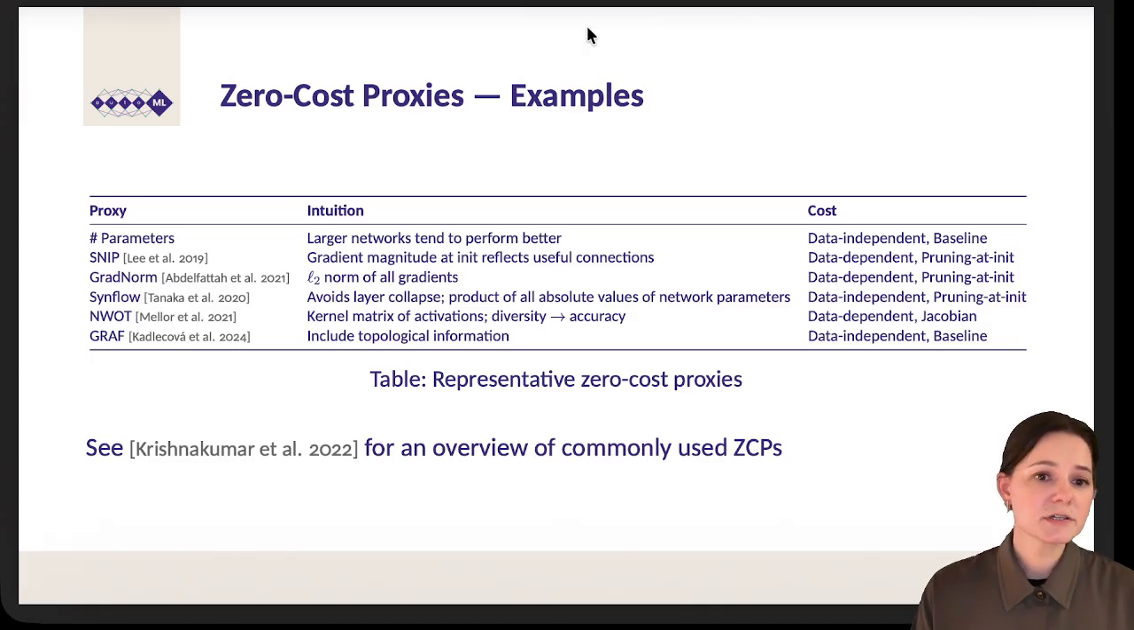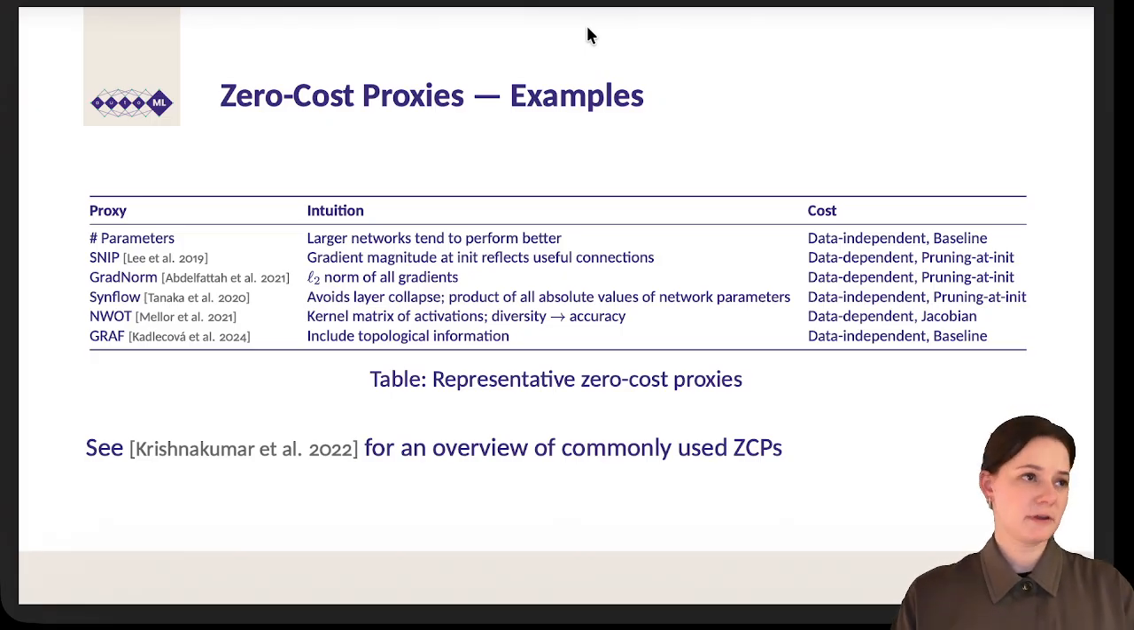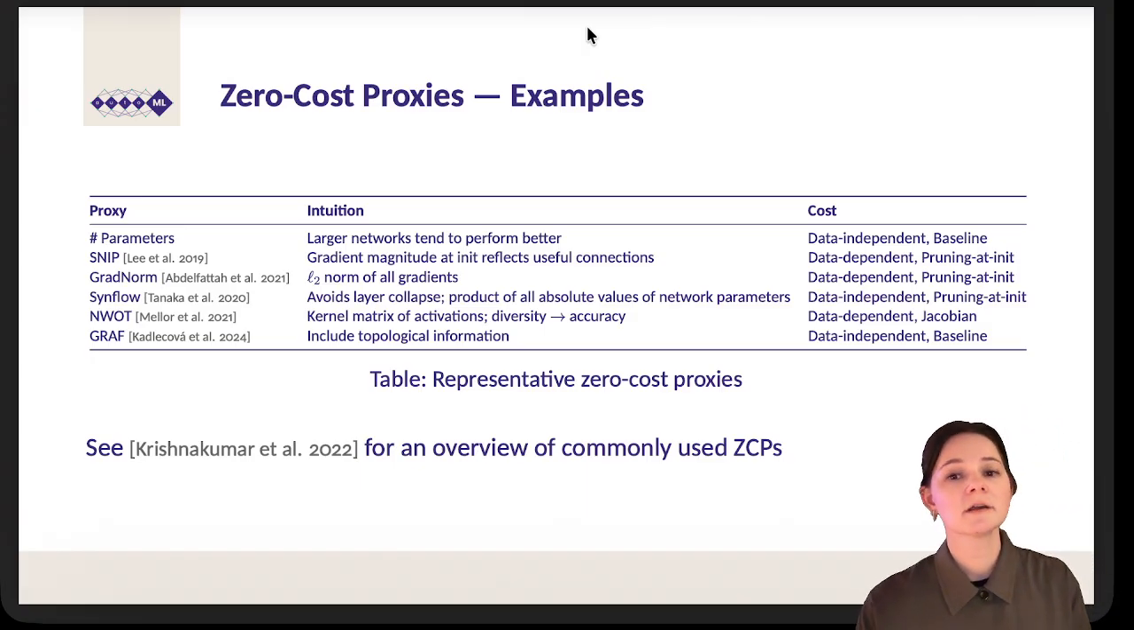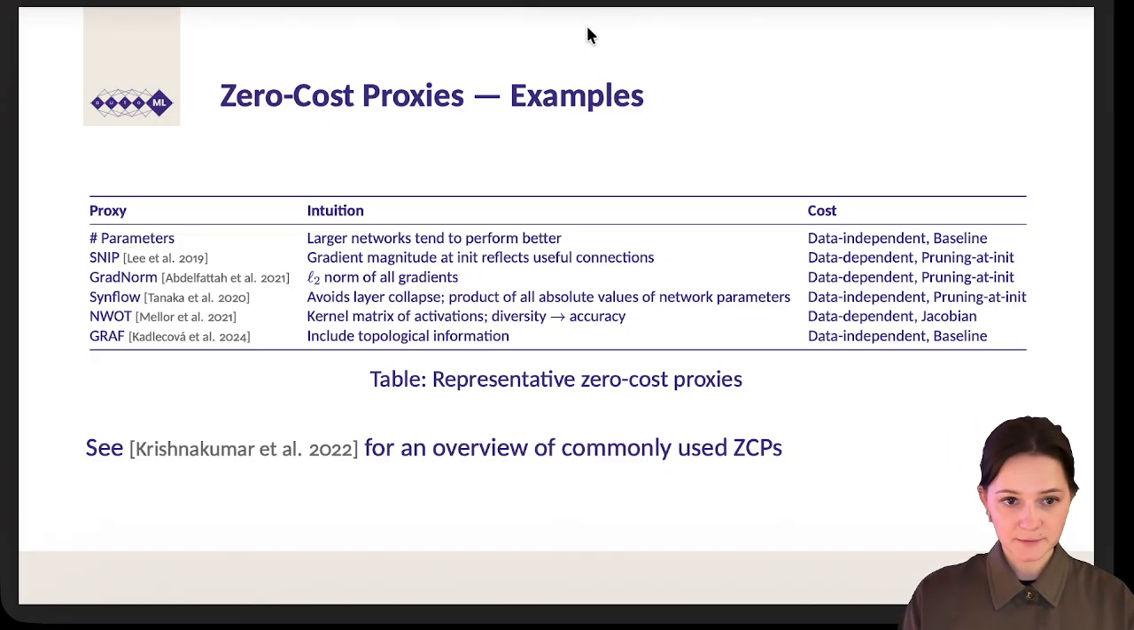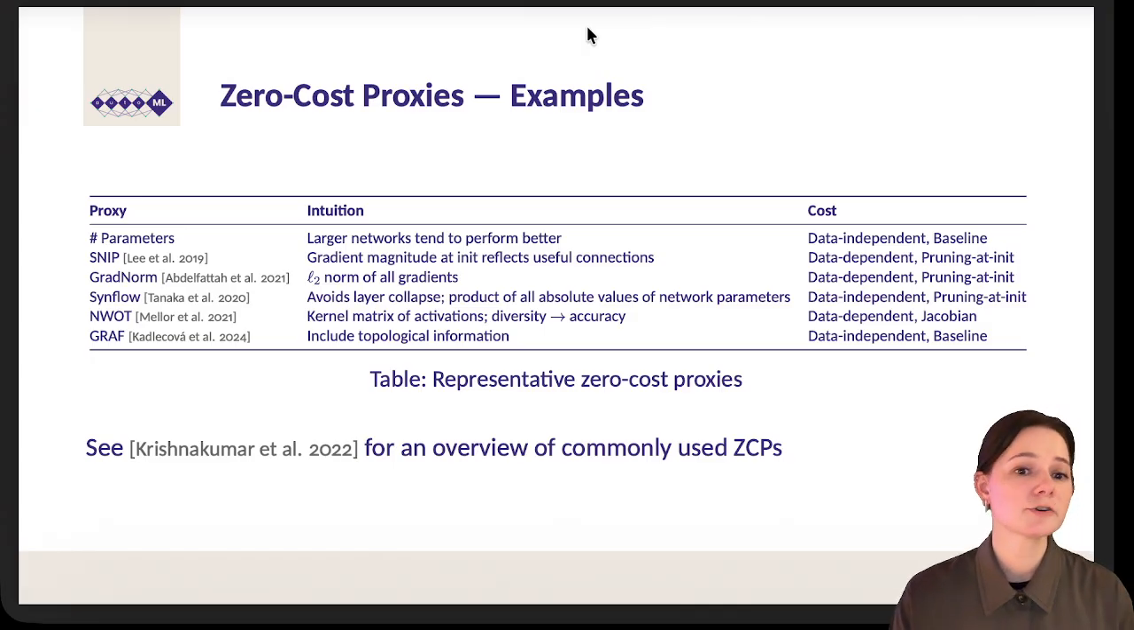And the last proxy is the so-called graph proxy, which includes topological information. So it only looks at the topology of the neural network, independent of the data, independent of the parameters as well as the values, just the topological information, therefore being data independent and can be considered as a baseline. I refer to Krishnakumar et al. from 2022 for an overview of more commonly used zero-cost proxies.